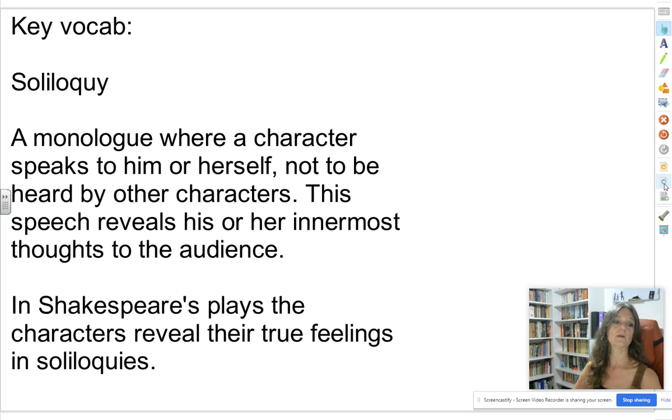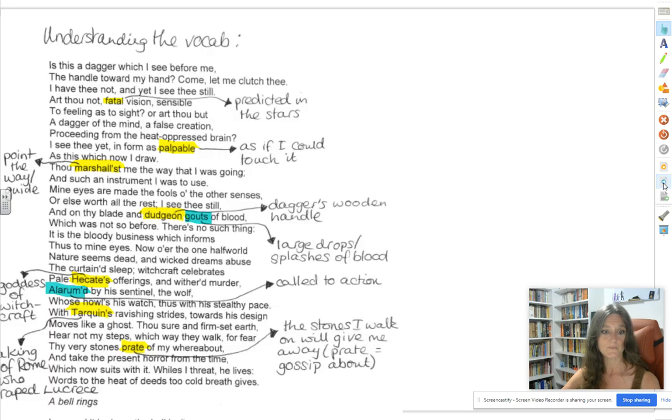So a soliloquy is a monologue where a character speaks to him or herself. They're not meant to be heard by other characters, or at the moment there's no other characters on stage anyway. This speech reveals his or her innermost thoughts to the audience. In Shakespeare's plays, characters reveal their true feelings in soliloquies. So that's what a soliloquy is, and that's what we're going to be seeing now.